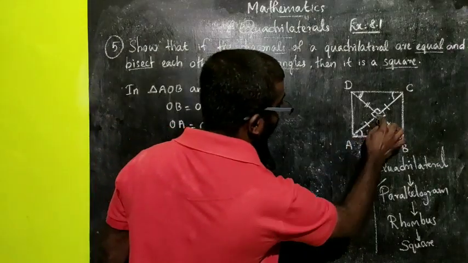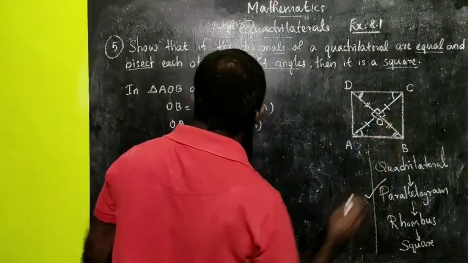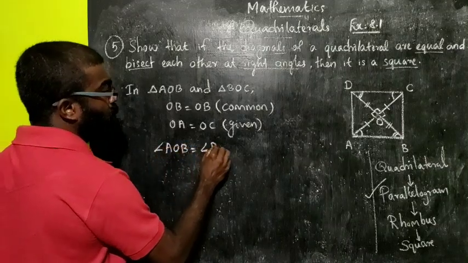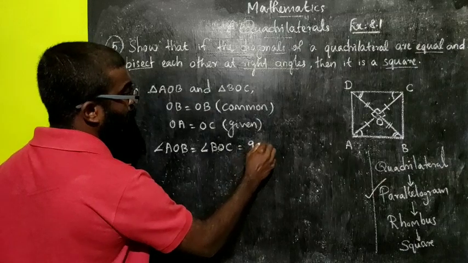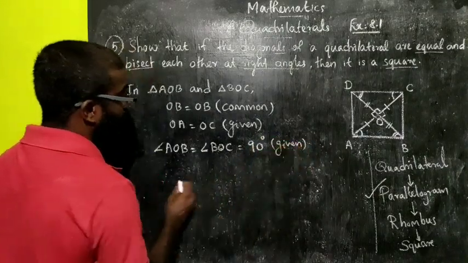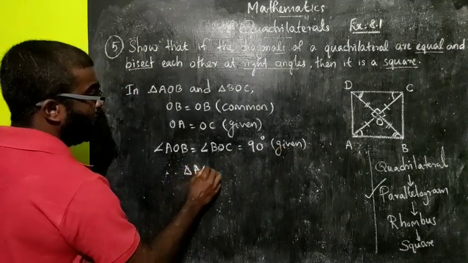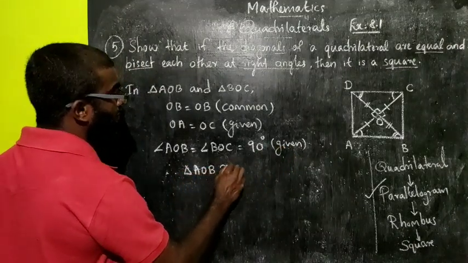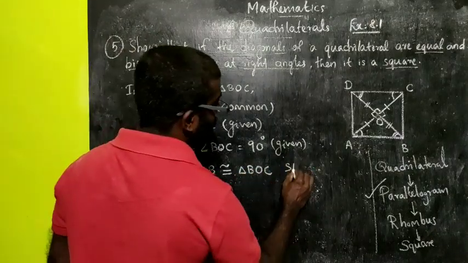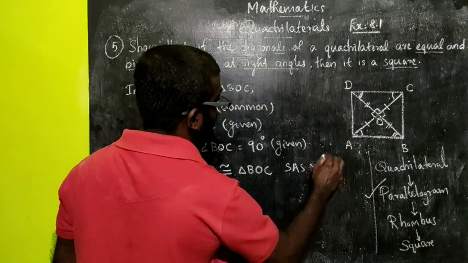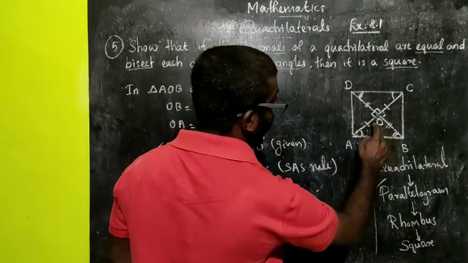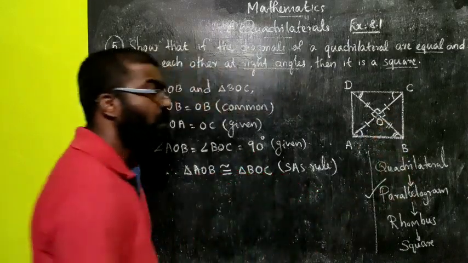And angle AOB equal to angle BOC. Angle AOB equal to angle BOC is 90 degree. Is also given. Therefore, triangle AOB is congruent to triangle BOC by SAS congruence rule. Side, angle, side. These two sides included angle. Here also two sides included angle.